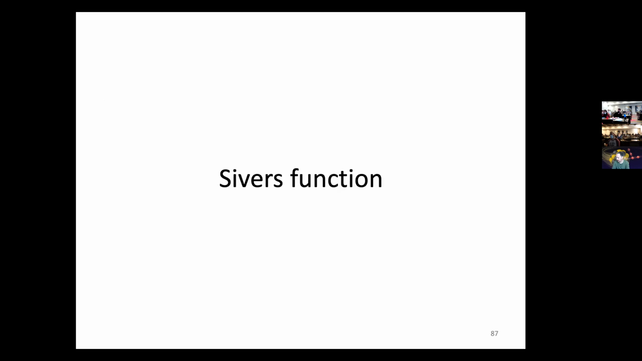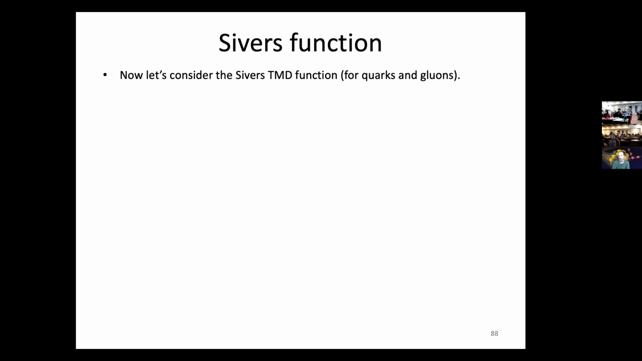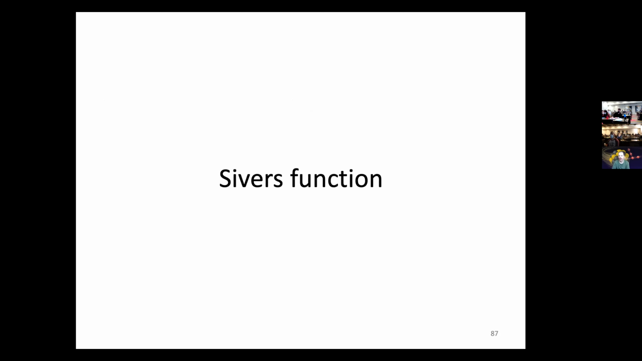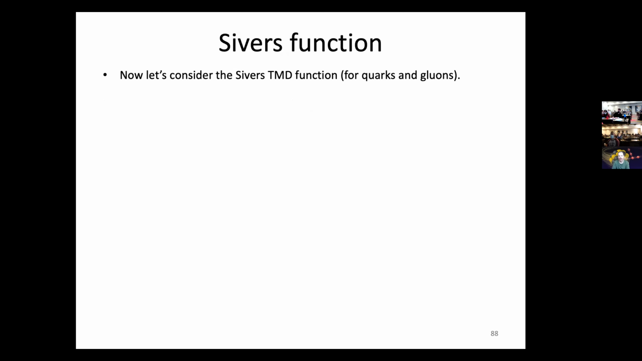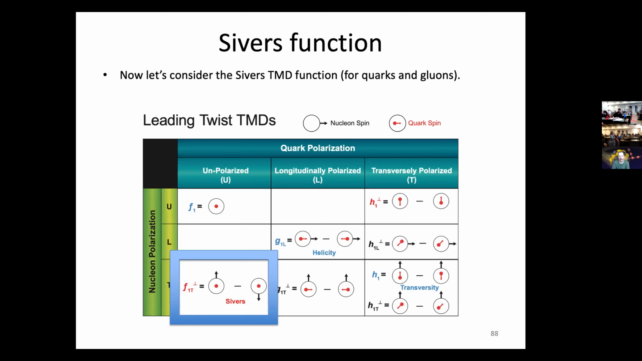Okay, I have probably 2 minutes. So let me say Sivers function. It's this TMD down here. It's a very famous one. I'm sure it's been discussed in this school, right? We have a transversely polarized nucleon, and we're looking at the quark in that nucleon, and we have a correlation between the transverse momentum of that quark and the transverse spin of the nucleon.